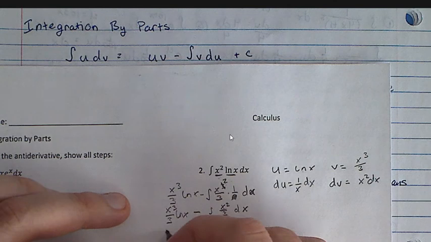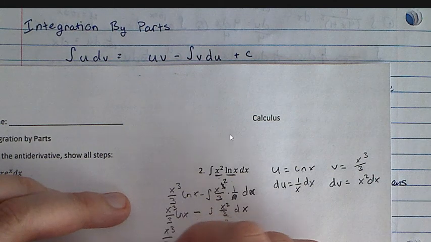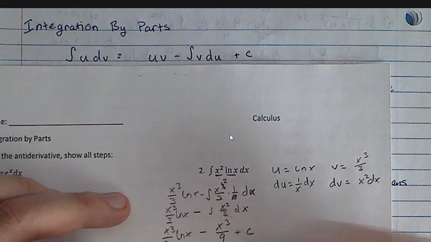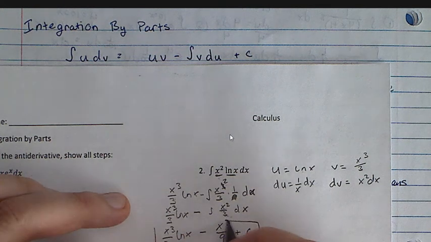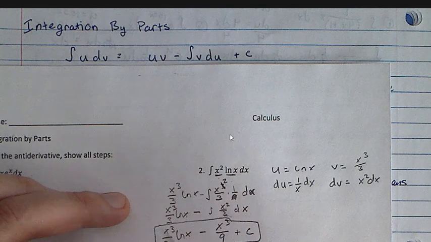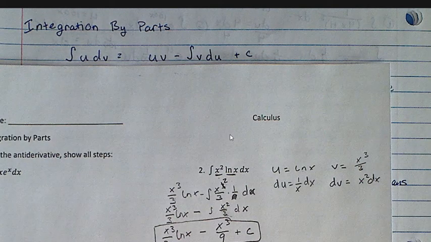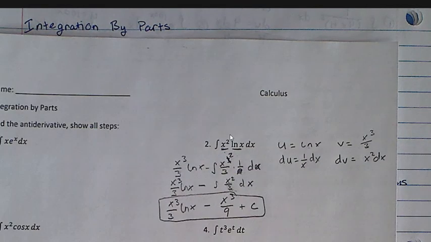And then x to the third over 3 ln x. And there's my antiderivative of the whole shebang. That's it. That's the answer.